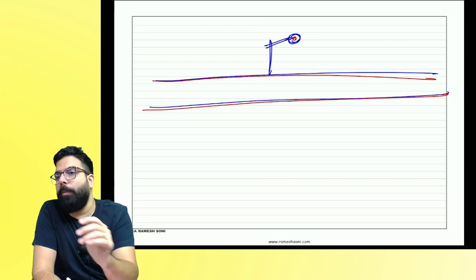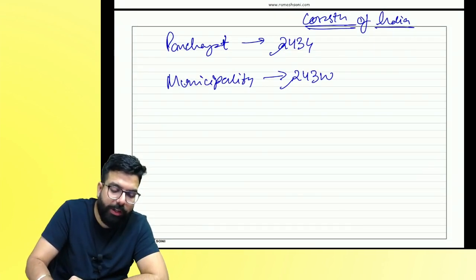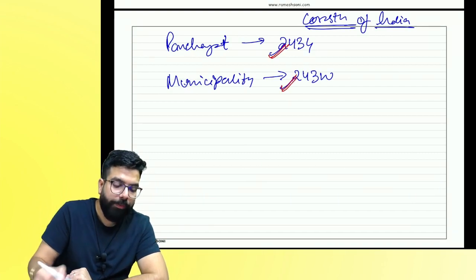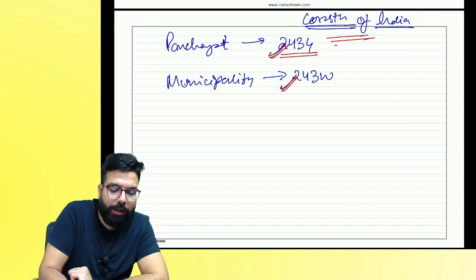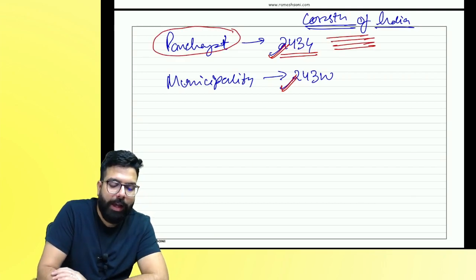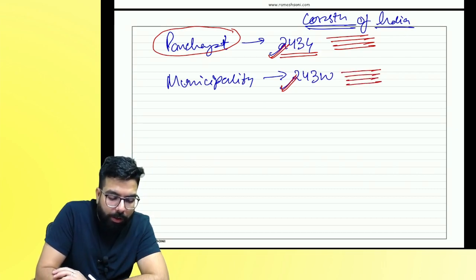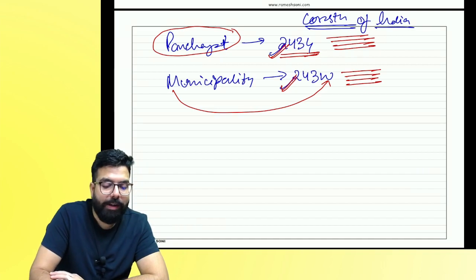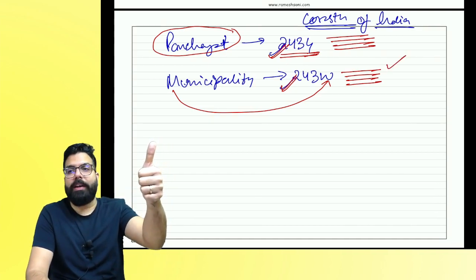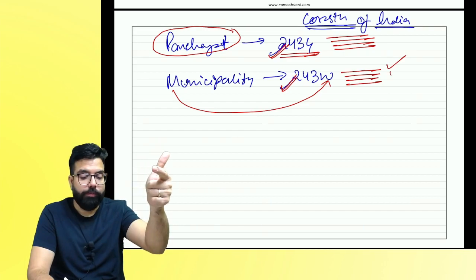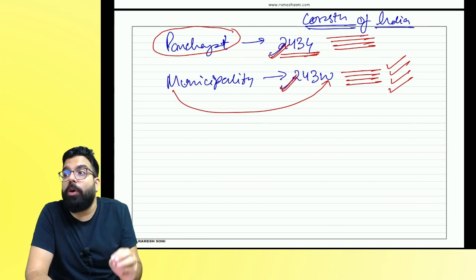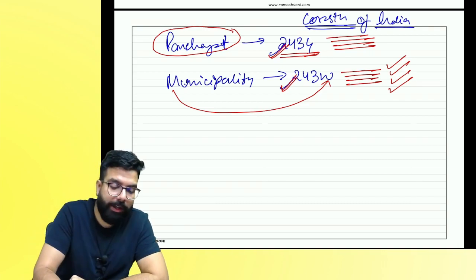All this work the municipality does not do on its own. Who told them to do it? Article 243G and Article 243W. Article 243G tells what work is to be done by the panchayat, and what work is to be done by the municipality is the opposite, 243W. So 243W is for the municipality, 243G is for the panchayat. In that it is told: electrification of the town, cleaning, sewage, garbage collection, all these are the work of whom? Municipality.